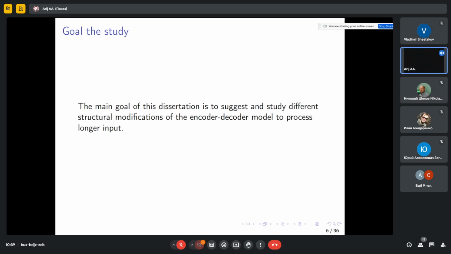Maybe, but for this study, I have defined that a long document is a document that is longer than 512 tokens. Thank you.